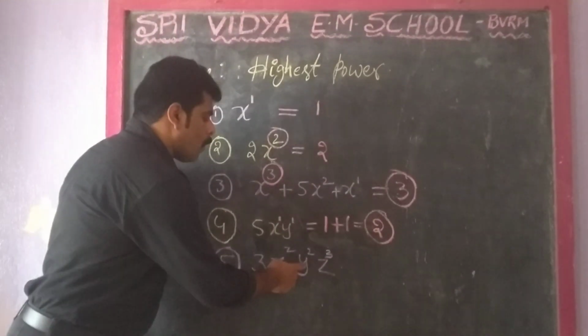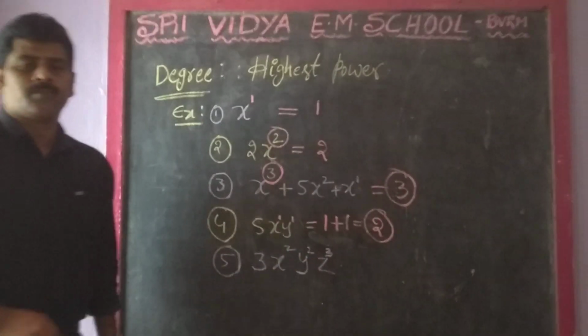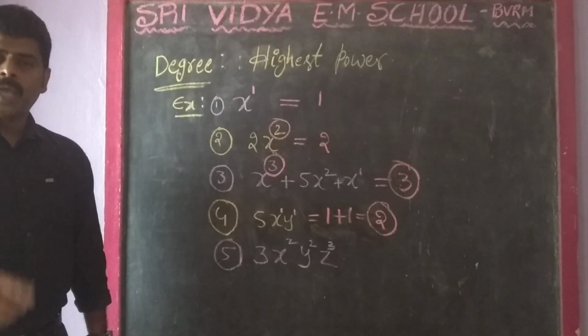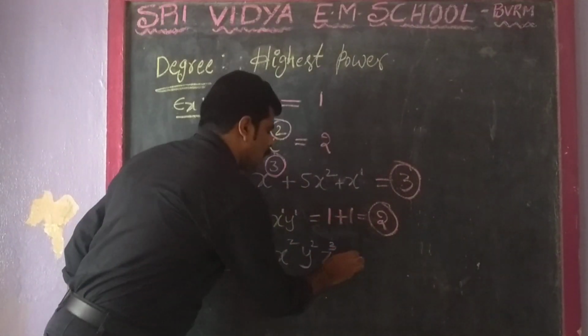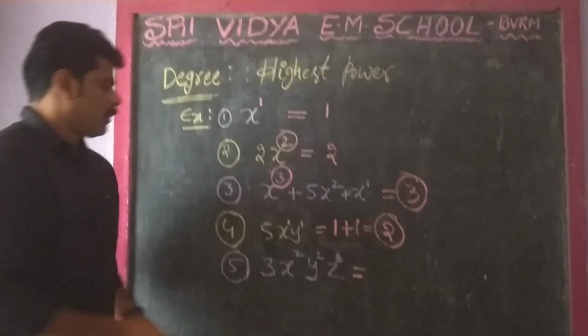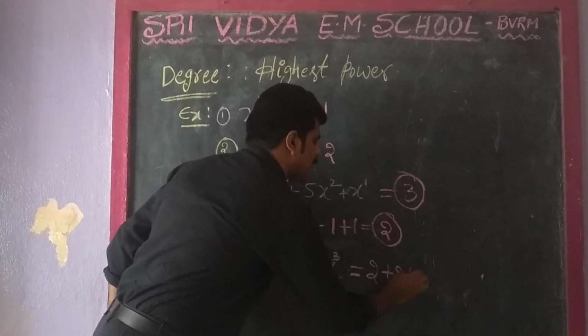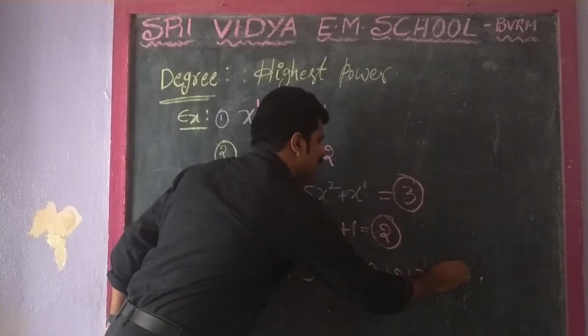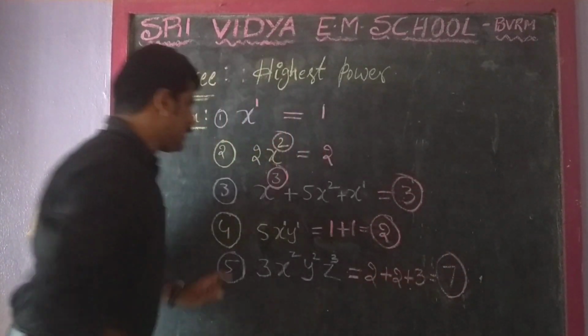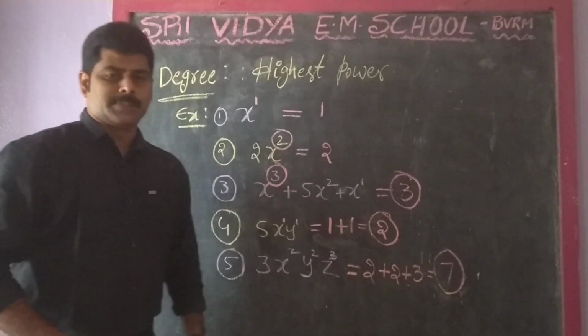3x square y square z cube. What is the degree? Absolutely right. Adding the powers, 2 plus 2 plus 3. Therefore, 7 is the degree of the given expression.